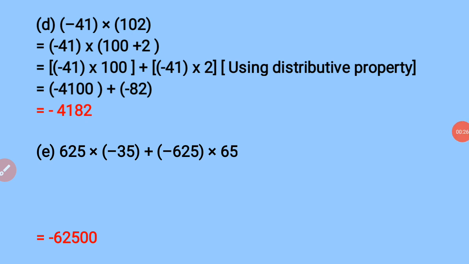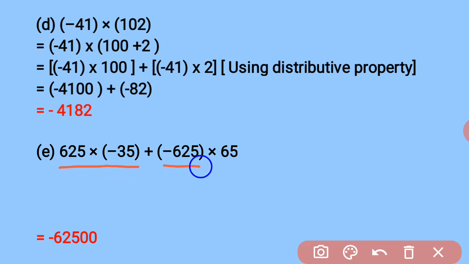We have already done question number 5, sub-question D. Now we are starting with sub-question E. Sub-question E is 625 multiplied by minus 35 plus minus 625 multiplied by 65. Children, when we study this statement, we'll see that there are actually two terms. This is one and this is the second. These two multiplications are to be done and finally added together.